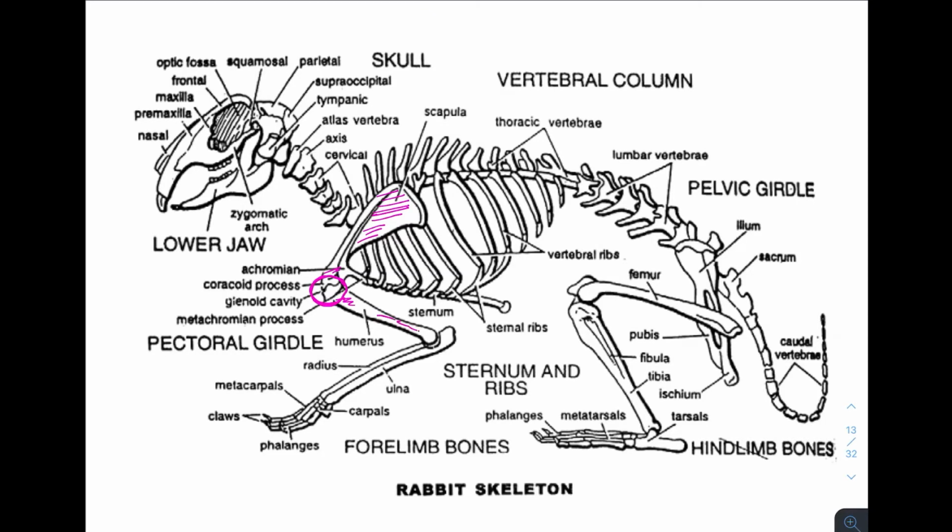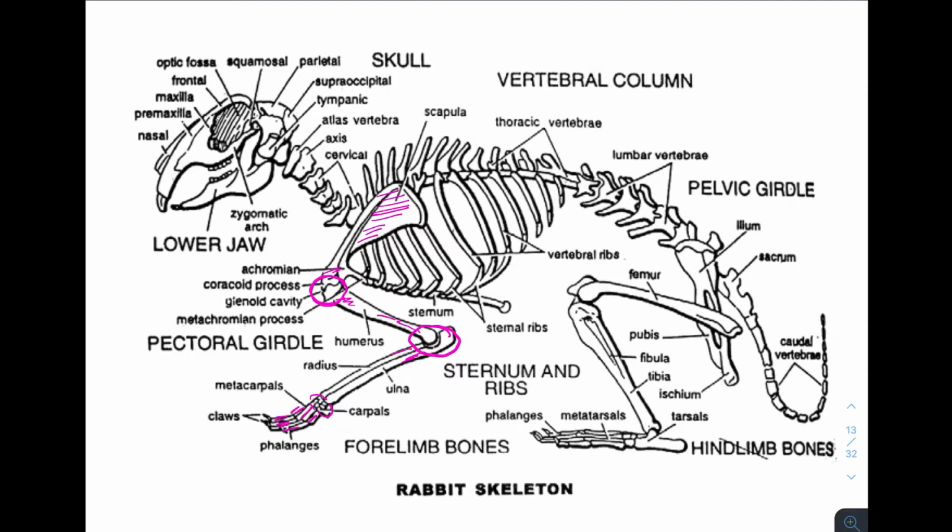The humerus articulates with the radius and ulna, and so this would be the elbow joint, and then we would have a set of carpals and metacarpals going into phalanges.